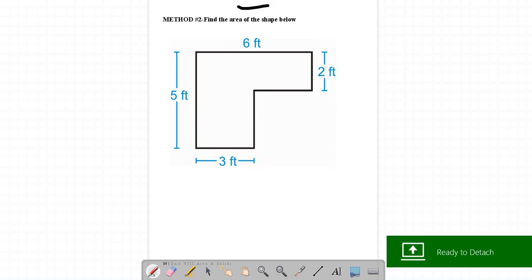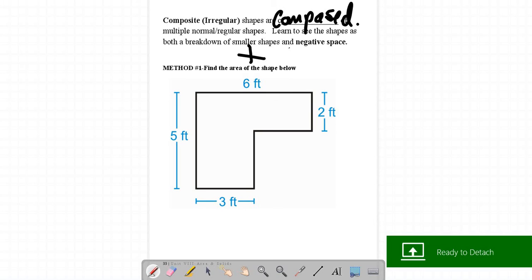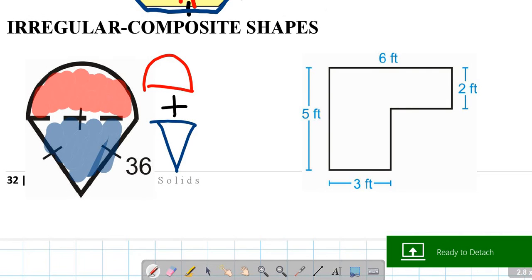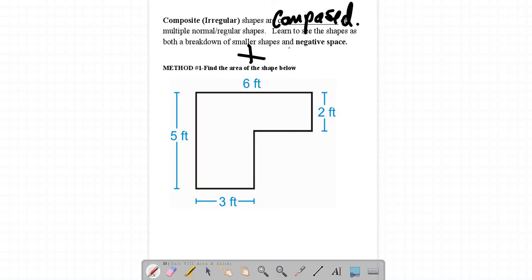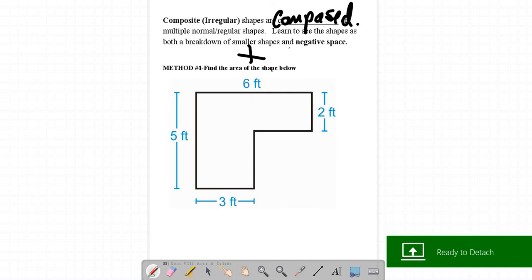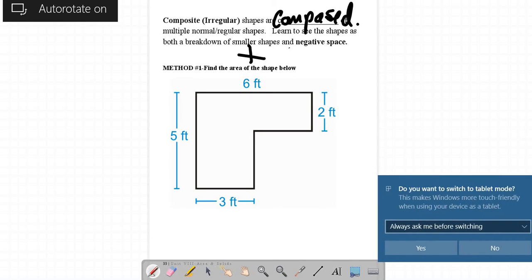Okay, right here, for the addition sign. 6 times 2. Hang on. Ready to? No, other way. There we go. Alrighty, guys.